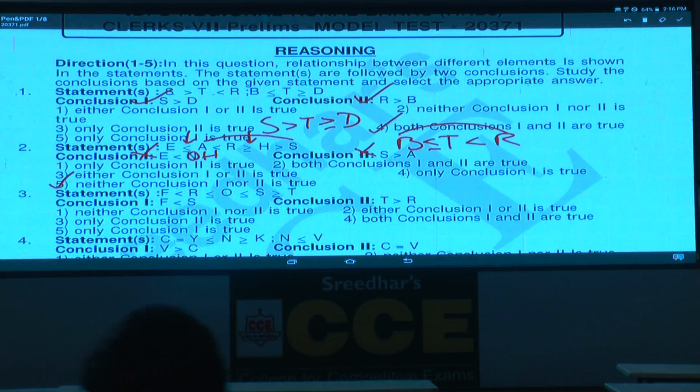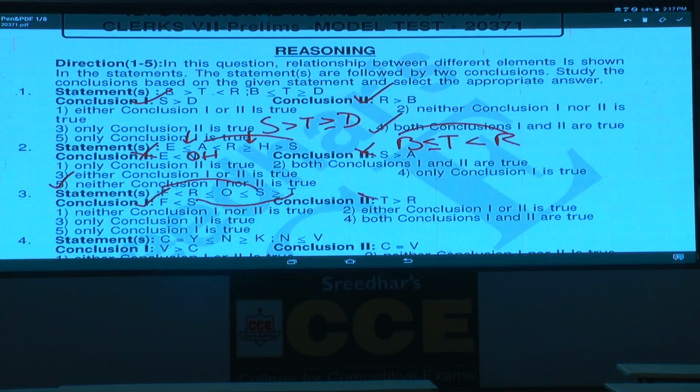Then coming to question number 3, now the relation between F and R. F lesser than R lesser than or equals to O. Now between F and S, lesser than or equals to, lesser than or equals. F lesser than S, definitely true. Then coming to the next one, T and R. R is here, T is here. Between R and T, one lesser than and this is greater than. Two opposite symbols, this is false. Only conclusion 1 follows, it is choice 5. Question number 3, it is choice 5.